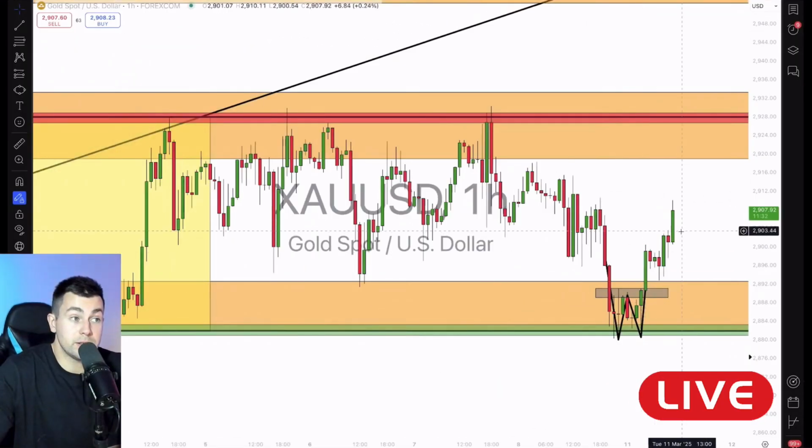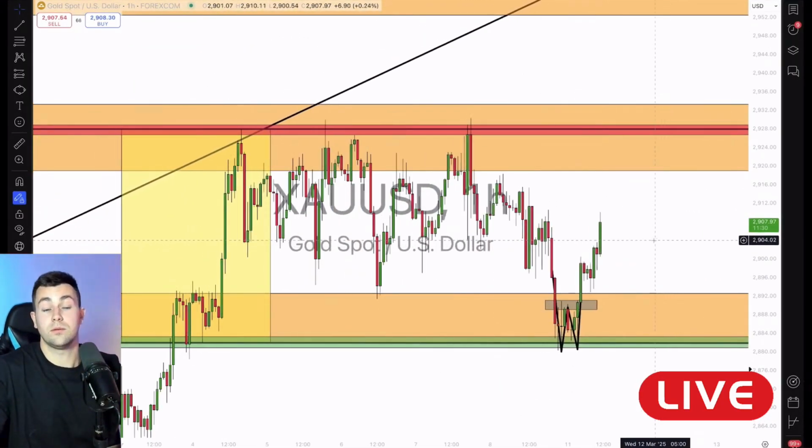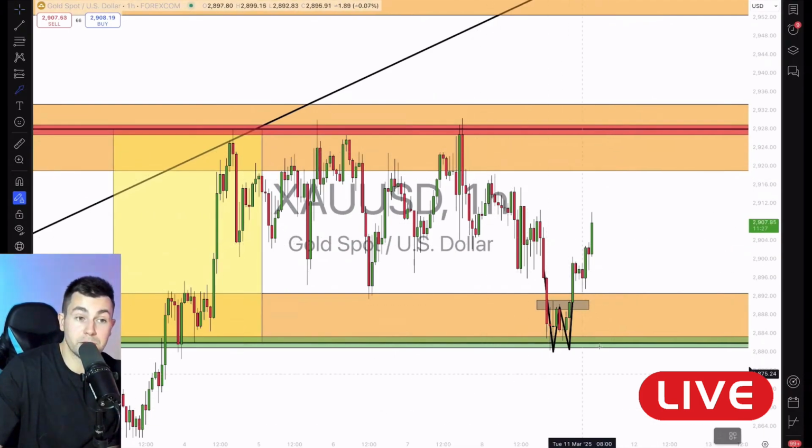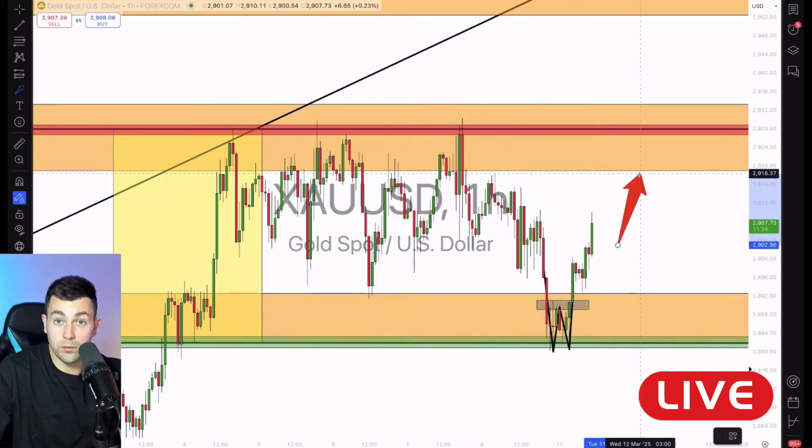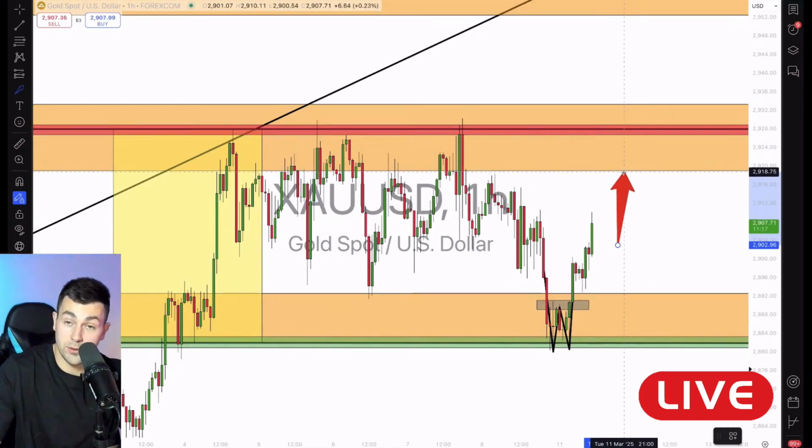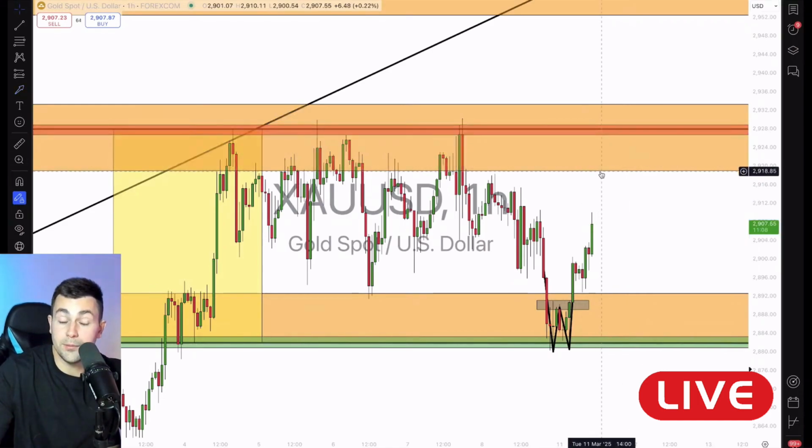For today, I guess it is more than reasonable to anticipate bullish continuation. I think that gold may easily continue growing. I think that gold can reach that orange resistance, at least its lower boundary. So realistically, 2,918 can be the goal for the buyers for now.